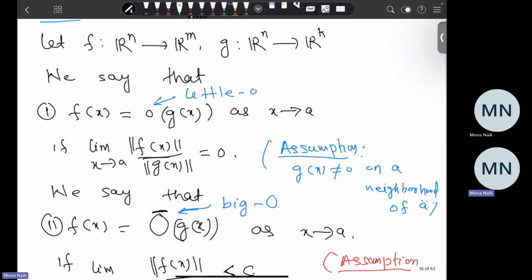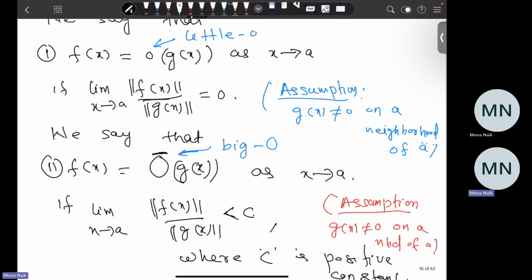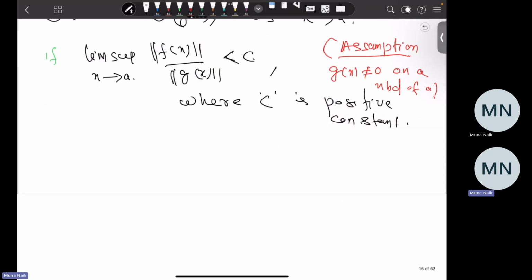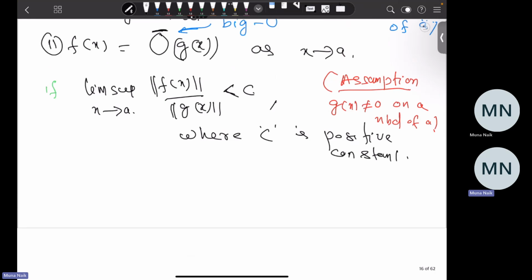Suppose f is a function from R^n to R^m, g is a function from R^n to R^k. We say that f(x) is equal to big O of g(x) as x tends to a if limit as x tends to a of norm of f(x) by norm of g(x) is less than c. This definition I want to correct. Instead of limit as x tends to a, you have to write lim sup. So I am changing this limit to lim sup.